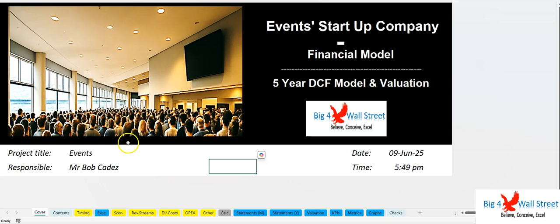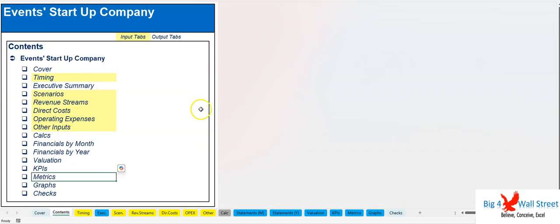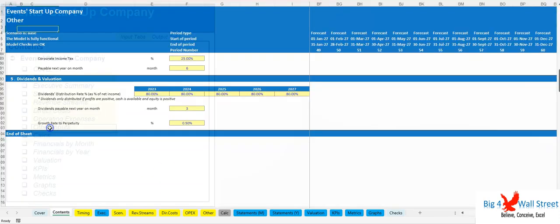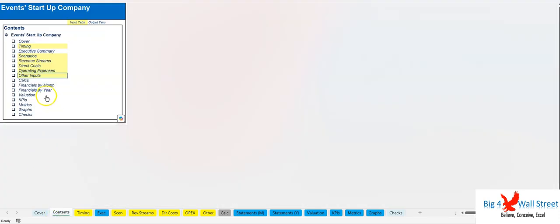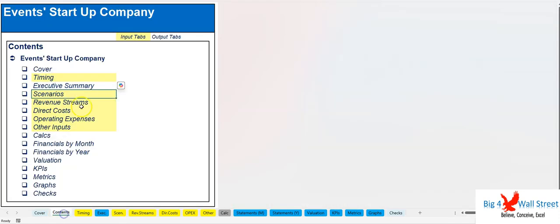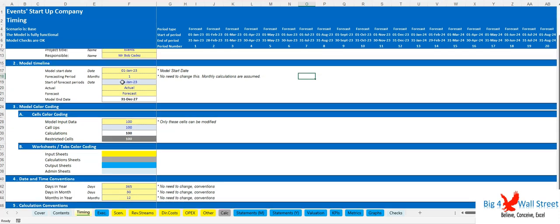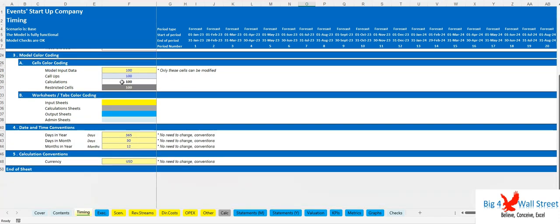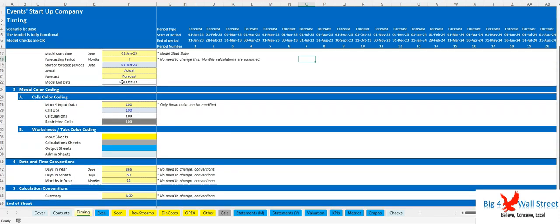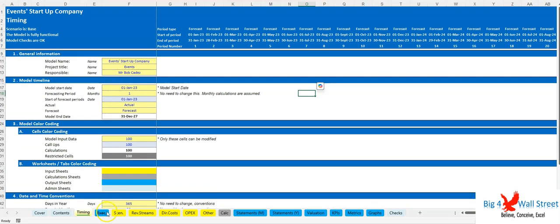So, a quick overview of the model. In the Contents tab, you can see the structure of the model, and by clicking on any of the headlines you are redirected to the relevant worksheet. On the Manual tab, you can feed the general information for the model, such as project name and title, responsible, timeline of the model and date and currency conventions. Additionally, there is a description of the color coding of the model in the same tab.